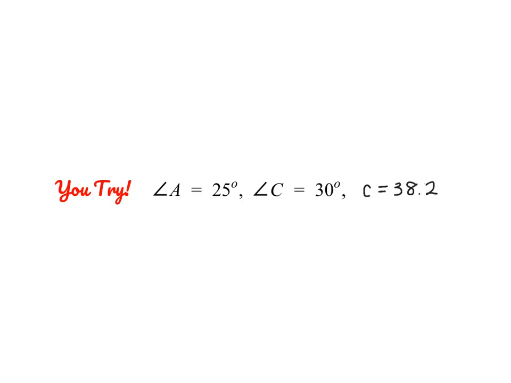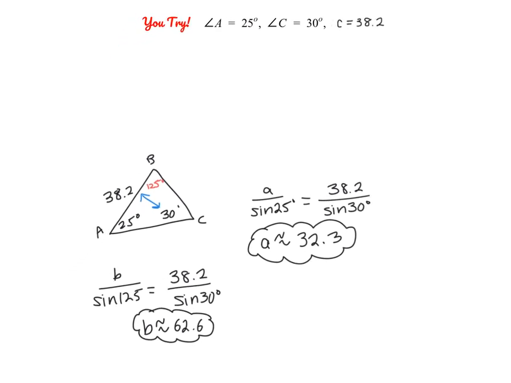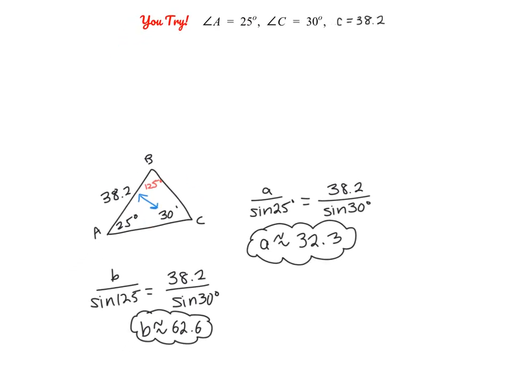All right, go ahead and pause the video and give this one a try. See if you can find all of the missing parts of triangle ABC. All right, let's go ahead and check our answers below. So here's my picture. You can see that we have an opposite side and an angle, so we can use law of sines. We can really easily find angle B using the triangle sum theorem, and then we just set up these two ratios to find A and B.